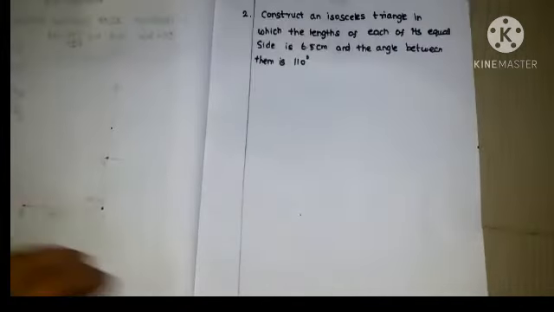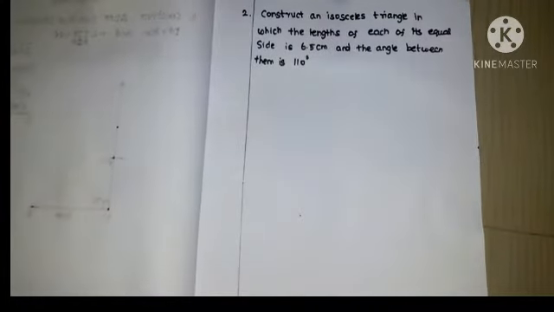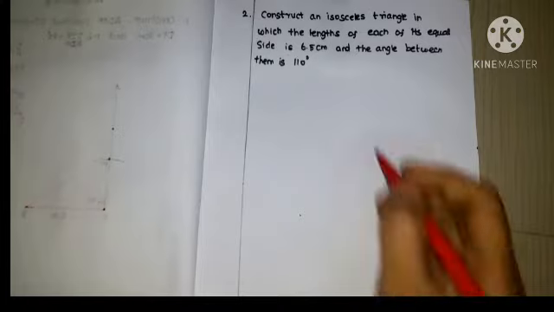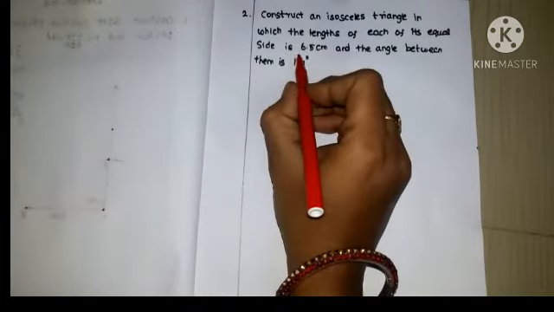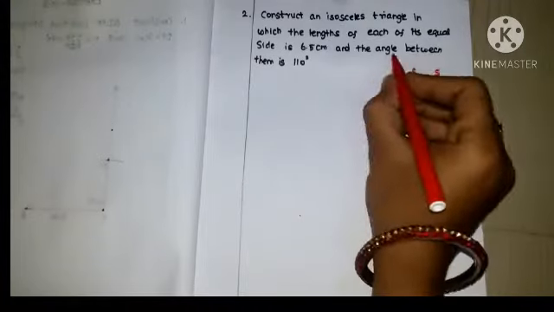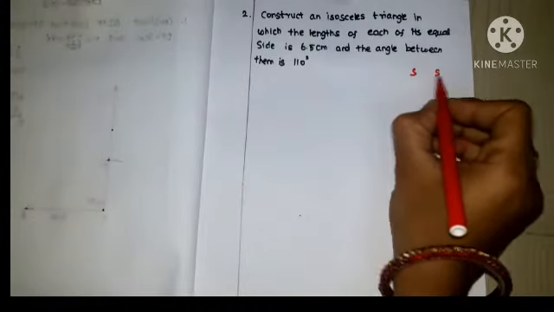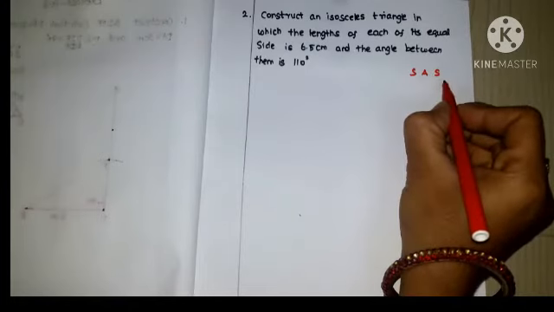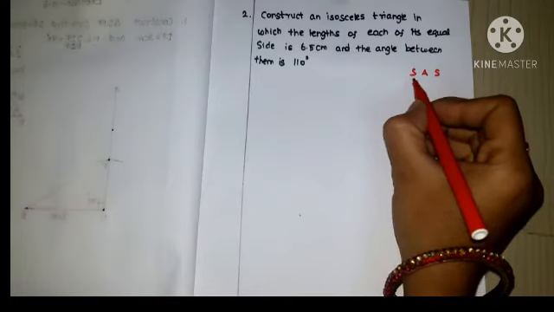See the question: construct an isosceles triangle in which the length of each of its equal sides is 6.5 cm and the angle between them is 110 degrees. Already I said that an isosceles triangle means two sides are equal. The two sides are given, and between them we have to include one angle. So what type of criterion is it? That is the SAS criterion, side angle side.